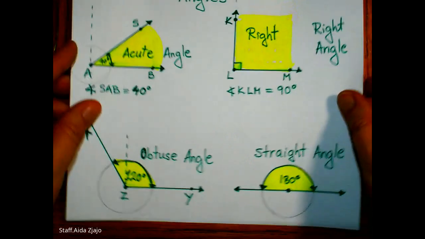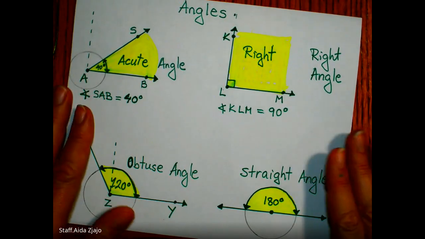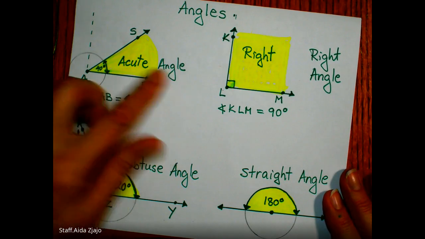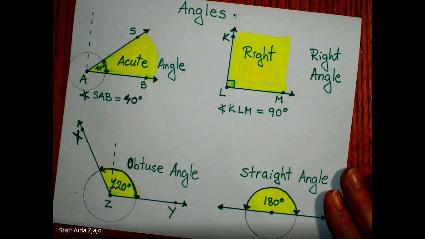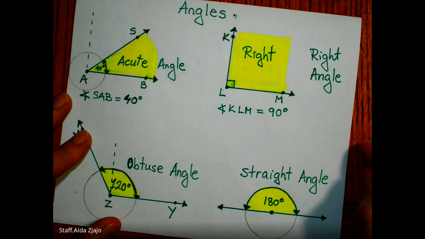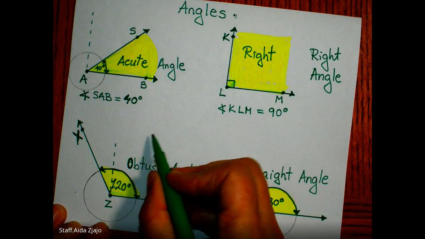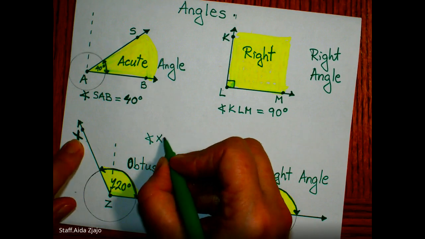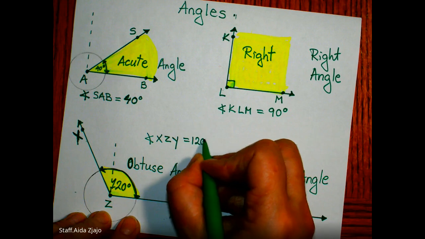Here we go. We created angles. We created a sample for an acute angle, a little angle that is less than 90 degrees. We created a right angle that is exactly 90 degrees. We created an obtuse angle, and we can label the obtuse angle, we forgot that. So angle XZY is equal to 120 degrees.